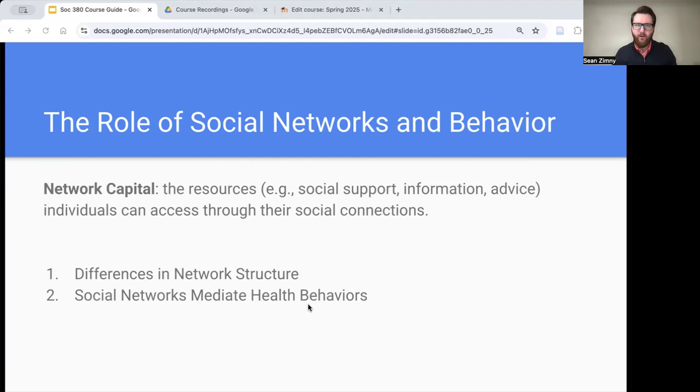Now, number two, social networks mediate health behaviors. So social networks influence health behaviors by providing information, by providing emotional support and practical assistance. So for example, a supportive social network may encourage healthy behaviors, while negative social interactions, things like more toxic relationships, could contribute to stress and poor health outcomes. So again, these social networks are a mediator. I mean, they help to explain and impact our specific health-related outcomes, and they can be both positive and negative.